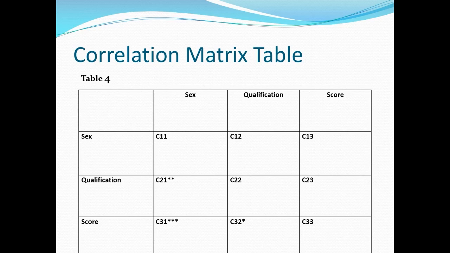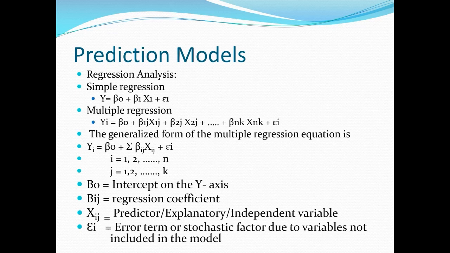Now, the regression analysis, as another quantitative method of prediction. First, a simple regression model can be expressed as y is equal to b naught plus b1 x1 plus e1, whereas a multiple regression is expressed as yi equals b0 plus b1j x1j plus b2j x2j plus, all the way to bk xik, plus ei.